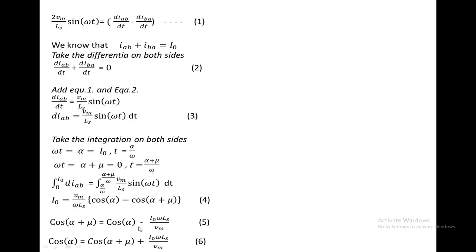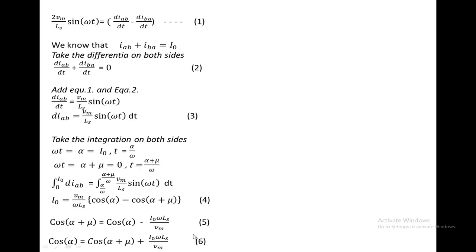0 to I naught diAB equals the integral from alpha by omega to alpha plus mu by omega of Vm by Ls sin omega t dt. Here we have taken the dt, and the limits also in terms of time. If you complete the integration on both sides, we get I naught equals Vm by omega Ls into cos alpha minus cos of alpha plus mu. Now from this expression, cos of alpha plus mu equals cos alpha minus I naught omega Ls by Vm. And cos alpha equals cos of alpha plus mu plus I naught into omega Ls by Vm.